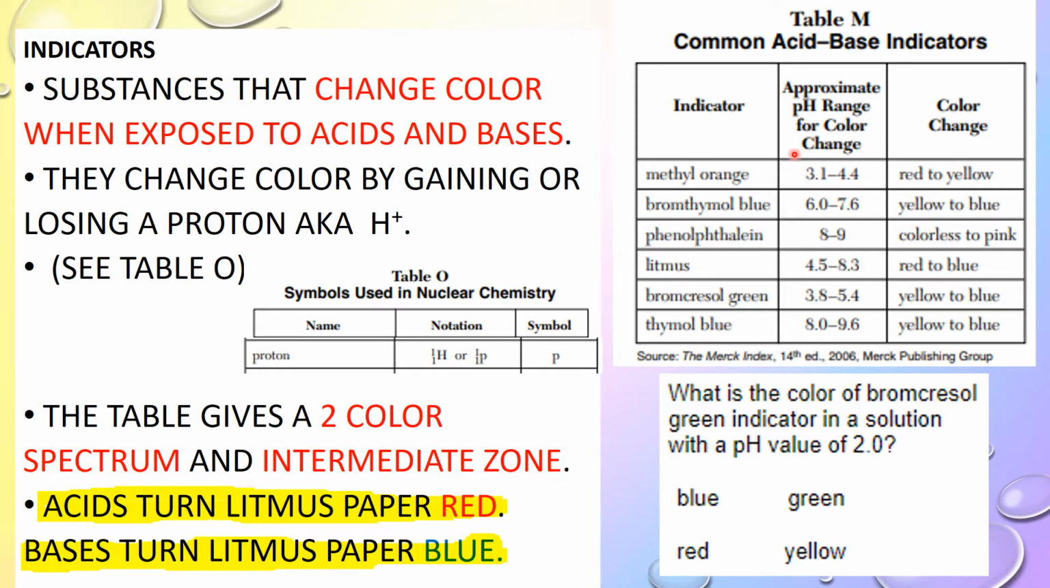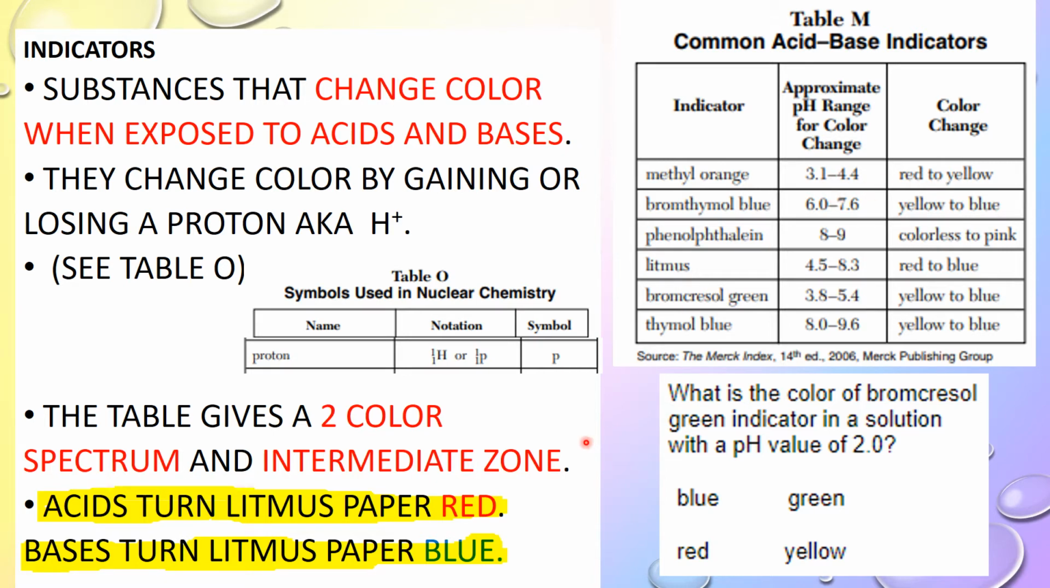So anything below the number is going to fall into the first color. So the first one would be red. Something 3.1 or below is going to come out red when I put the drops into it. If I have methyl orange and I put it into a solution and it changes to yellow, it means that it is above a 4.4. Okay, so this is how these changes work.